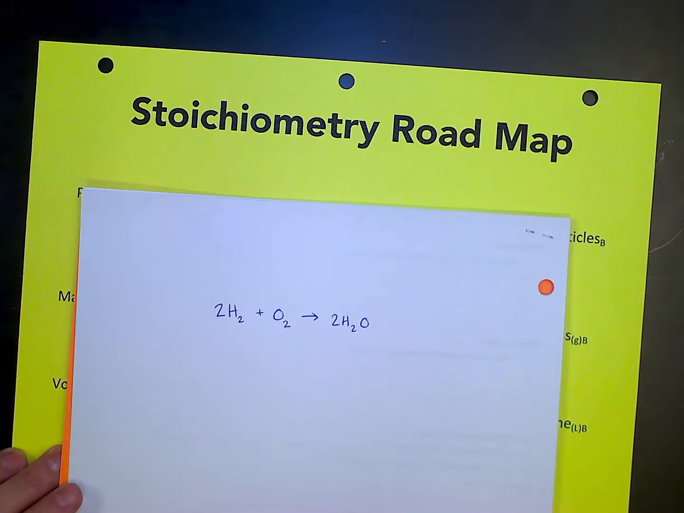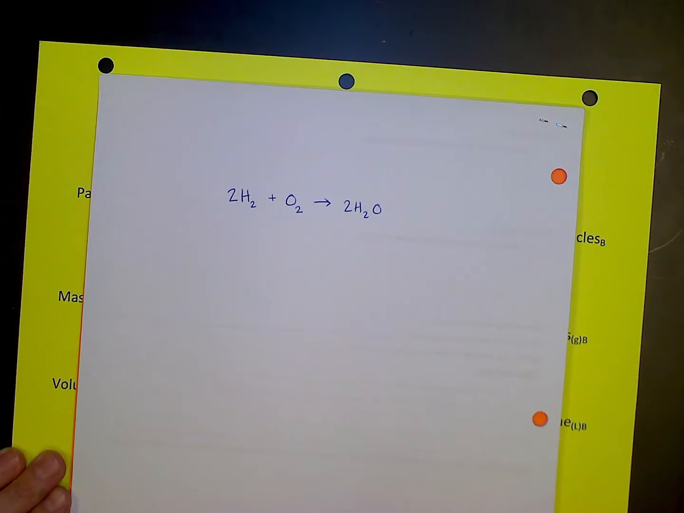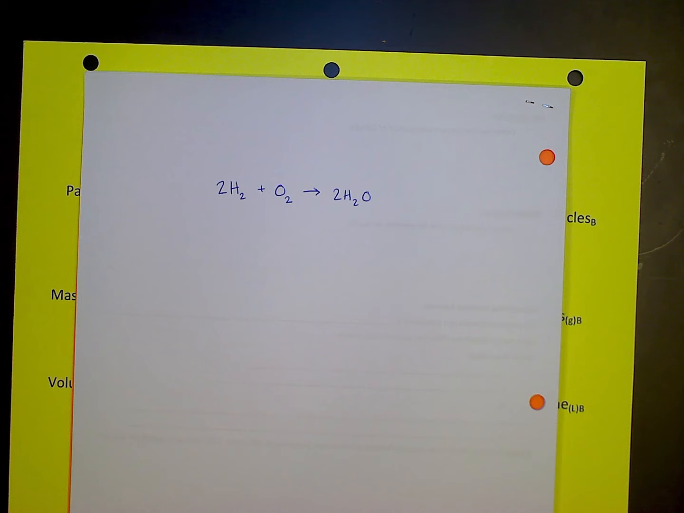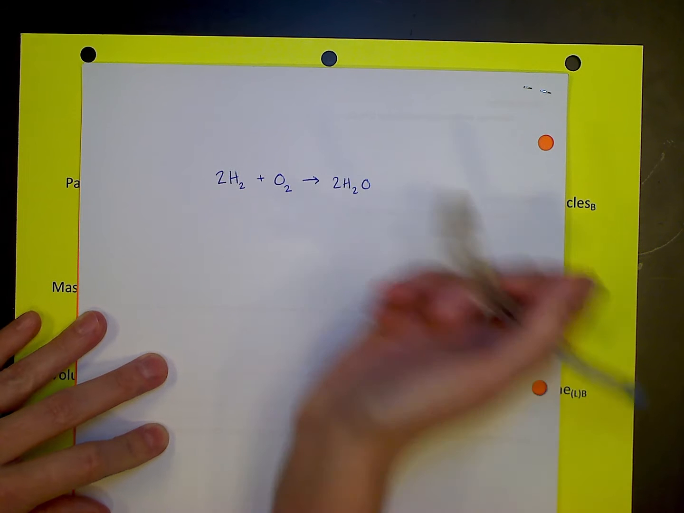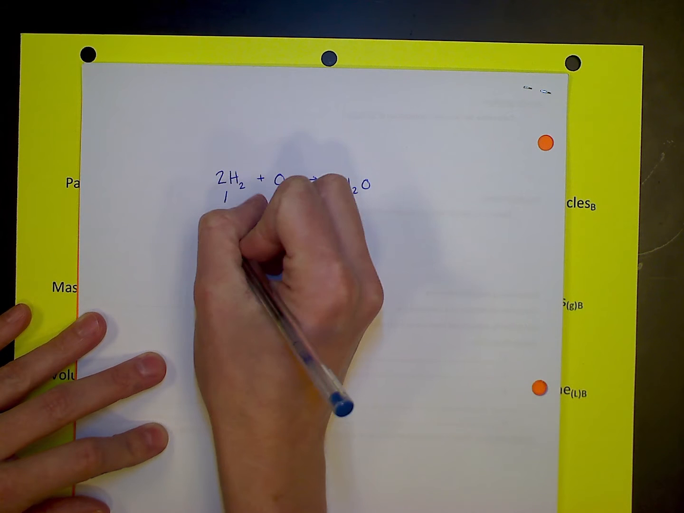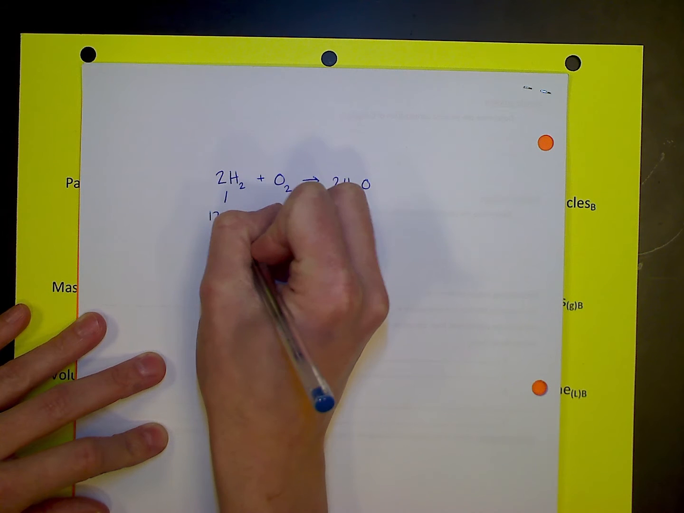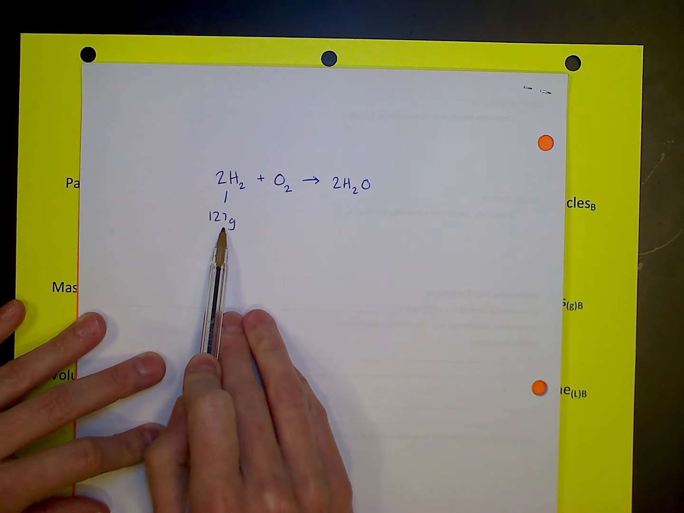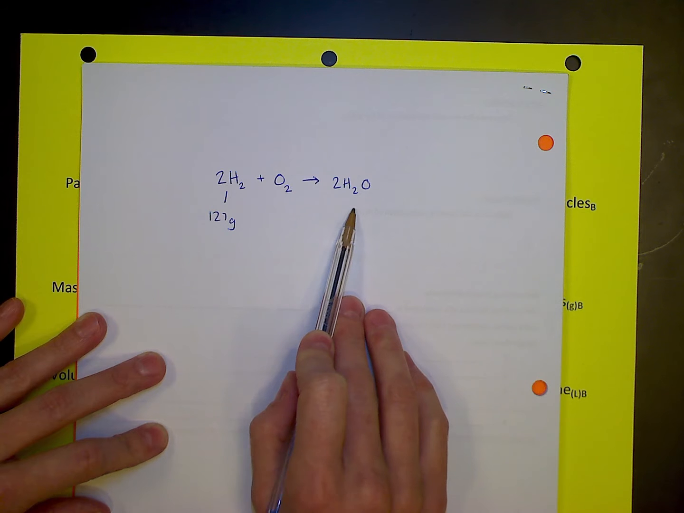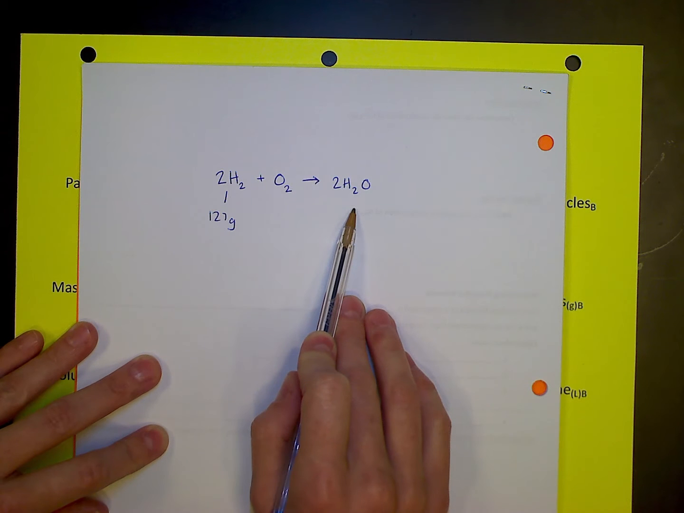Before we dive too much into the note packet, I want to give you guys a brief idea of what stoichiometry means. We use stoichiometry to make predictions about products and reactants. So this is what I mean by that. Let's say that we're starting out with like 127 grams of hydrogen. We want to figure out from that 127 grams of hydrogen, how much water can we make? We can get that answer using stoichiometry.